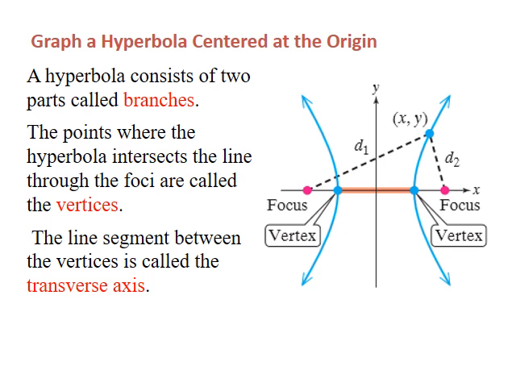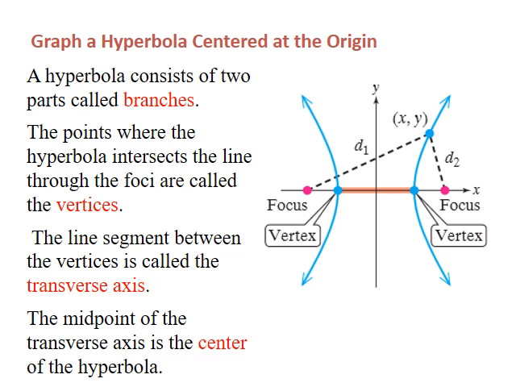As mentioned, the hyperbola consists of the two branches, which are given to us in this blue color here. And the sum of these distances here is a constant, and those are the distances from the foci.